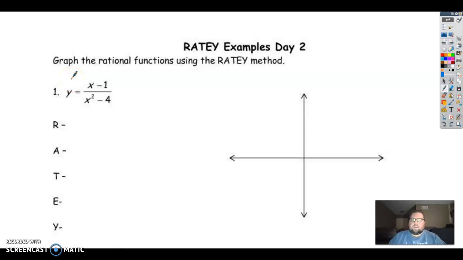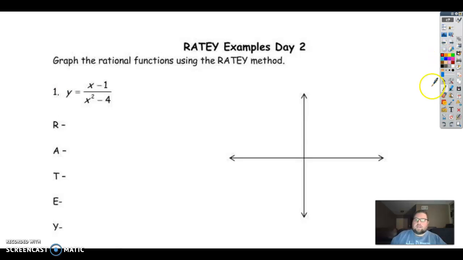Alright guys, this is graphing with Ratey day 2. So these are going to be a little bit tougher, and we're going to introduce one more thing that you need to know about these graphs that is not part of the Ratey acronym. There's a sixth letter that doesn't really fit in, but we'll see that in a couple of problems. Alright, so let's just get to it.